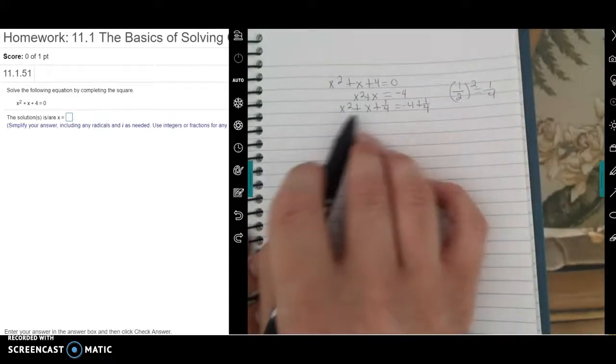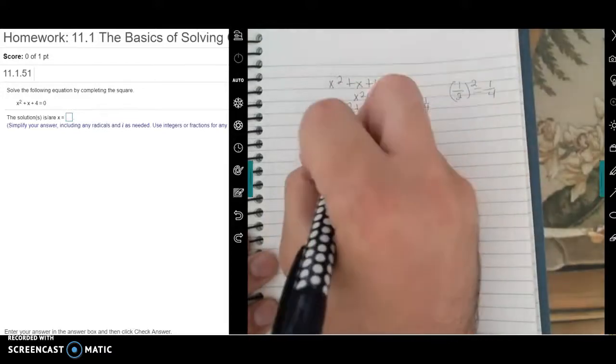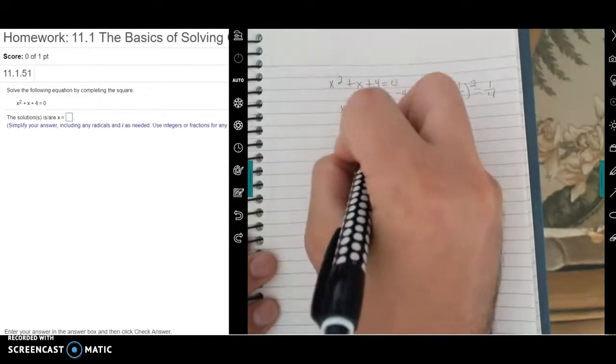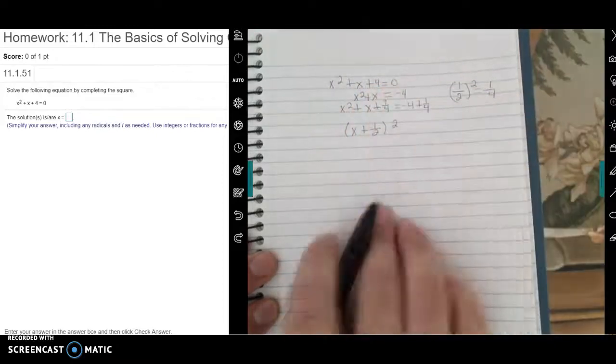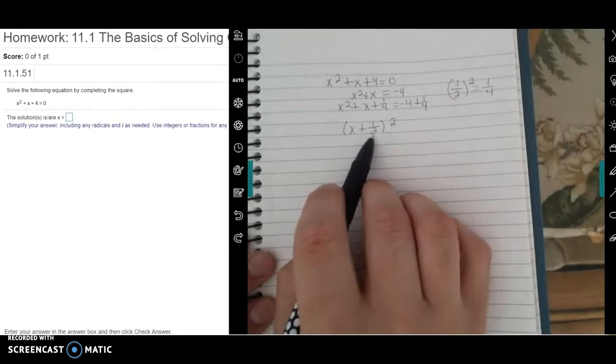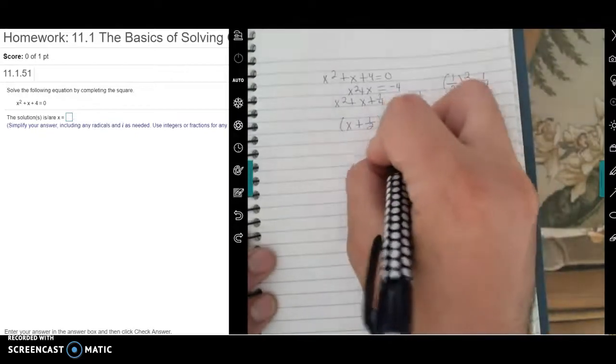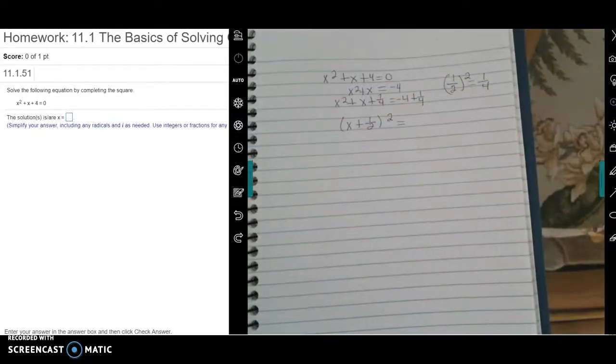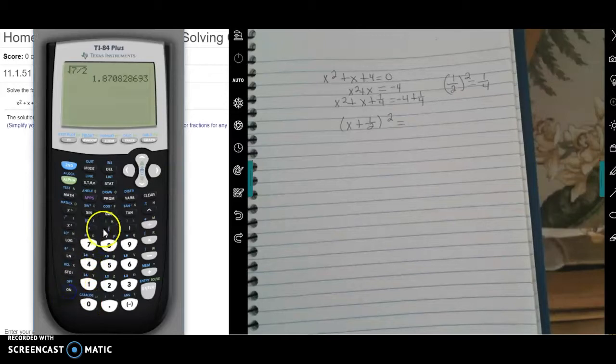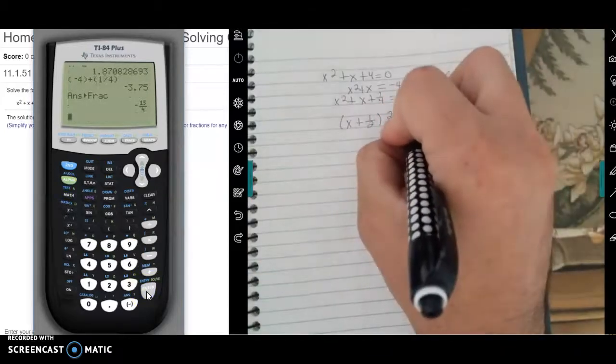Now we can write this side up as a perfect square. Okay, so that's going to be x plus 1/2 squared. So if you do 1/2 plus 1/2, that gives you 1. If you do 1/2 times 1/2, that gives you 1/4. Equals negative 4 plus 1/4. Easiest thing to do is just throw this into a calculator. So you have negative 4 plus 1/4. And we'll turn that into a fraction. And that gives me negative 15/4.